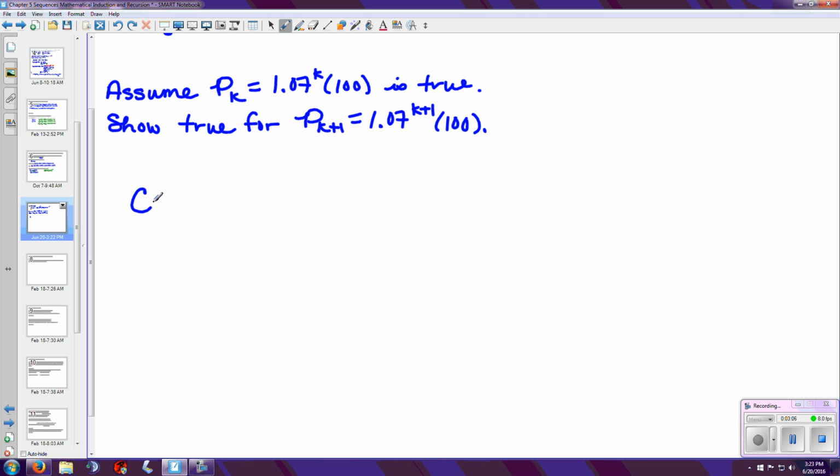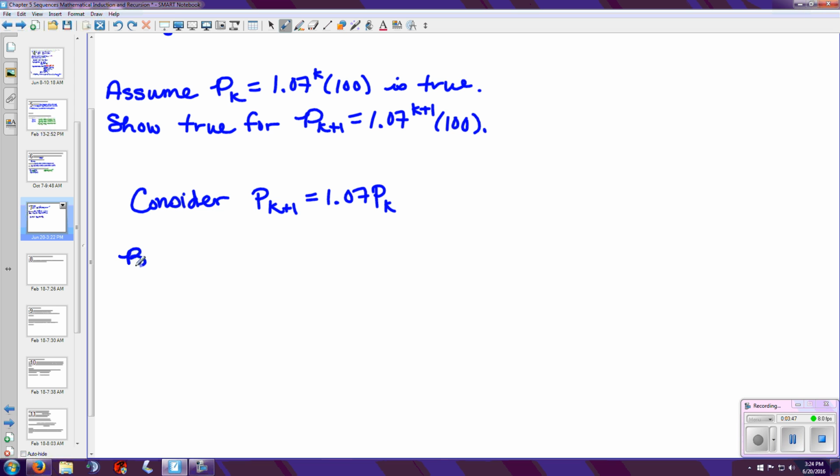So let's consider for our inductive step P sub k plus 1. Now, we know by the recurrence relation that this is equal to 1.07 times P sub k, because it's based directly on the previous term, and all we know right now is that this recurrence relation works, because a recurrence relation always works. Now, according to our hypothesis, P sub k is this equation right here, and it will work. So let's go ahead and substitute.